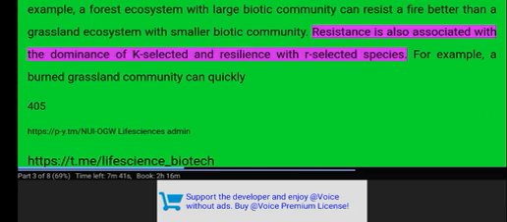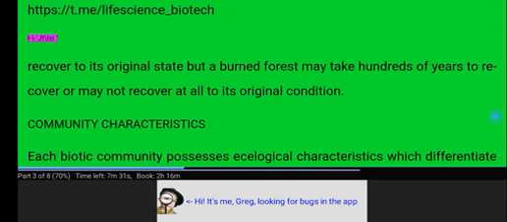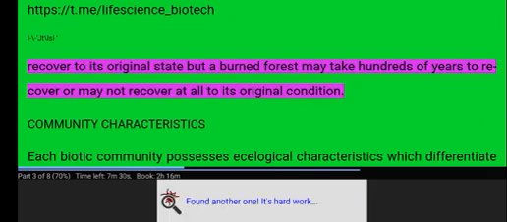Resistance is also associated with the dominance of K-selected species and resilience with r-selected species. For example, a burned grassland community can quickly recover to its original state, but a burned forest may take hundreds of years to recover, or may not recover at all to its original condition.